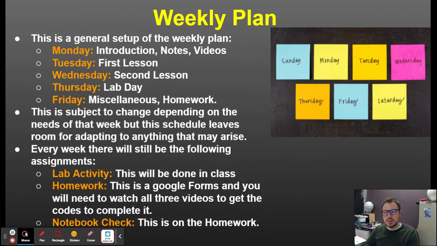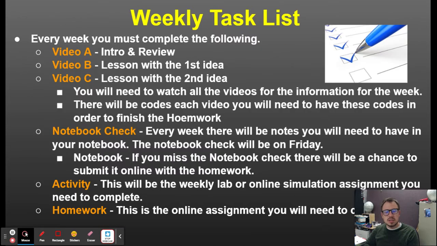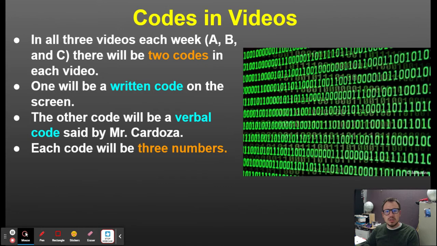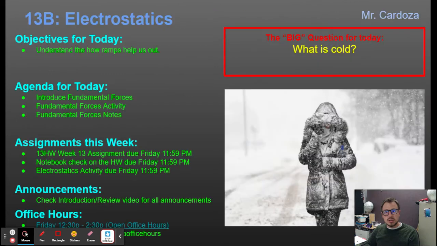All right, lab activity, homework, and notebook check are due every week. This is the checklist that you need to complete every week, and you need those codes in order to move on. As an incentive, I give you those codes to move on with the assignment. I'll give you the codes on Friday if you're here on Friday. But if you want to complete it early or you're not here on Friday, you're going to have to watch those extra videos. So let's review what we learned this week.